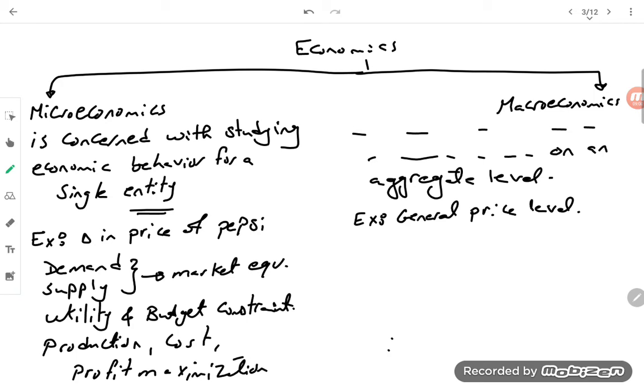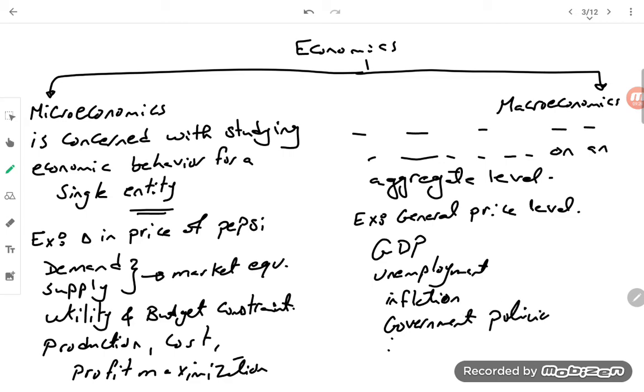What about macroeconomics? If you are going to talk about macroeconomics, so you have to understand what's meant by GDP, unemployment, inflation, government policies, that can be monetary policy or fiscal policy, aggregate demand and aggregate supply, etc.